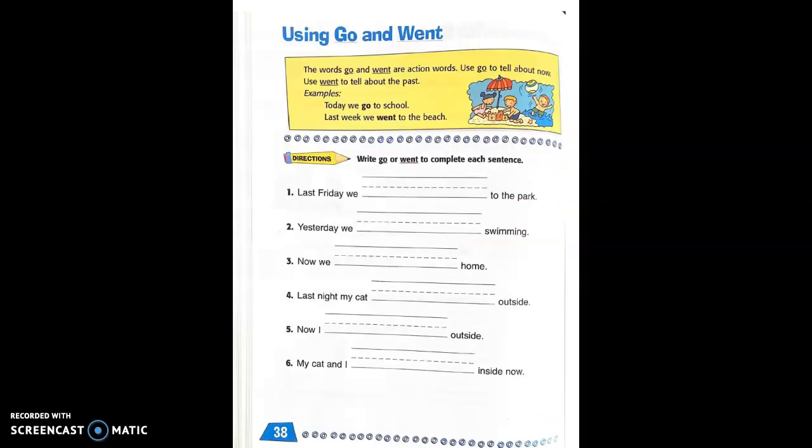Here we see the first worksheet I am sending you using go and went. So the words go and went are action words. You need to understand when to use go or when to use went. Boys and girls, it's not necessary to print. You can just copy these sentences in your notebook, writing go or went to complete each sentence.